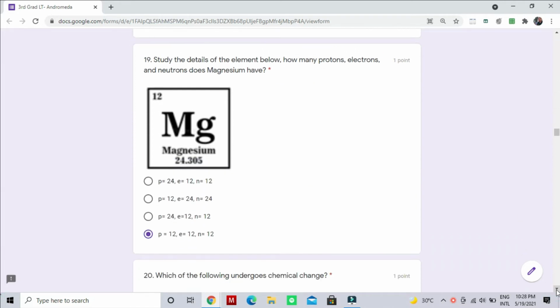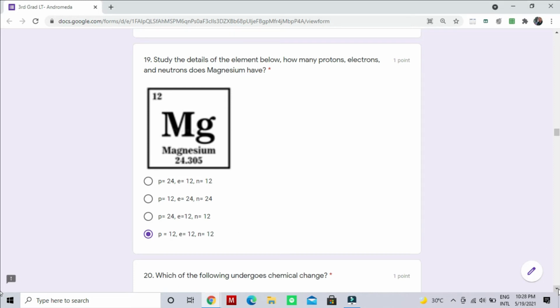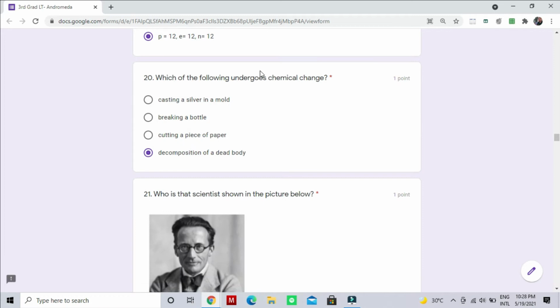Question number 19. Study the details of the element below. How many protons, electrons, and neutrons does magnesium have? The correct answer is the number of protons is 12, electron is 12, and neutron is 12. Question number 20. Which of the following undergoes chemical change? The correct answer is the composition of a dead body.